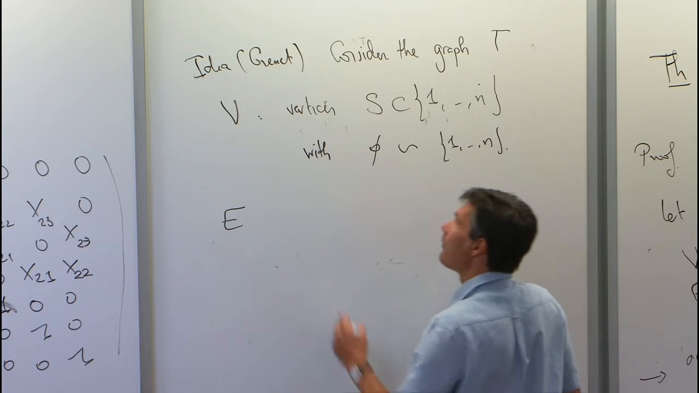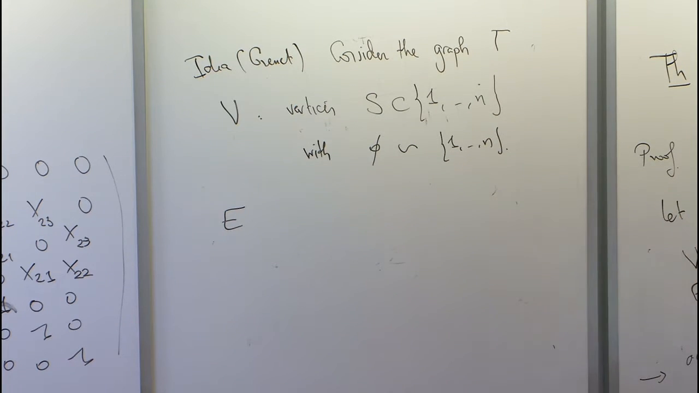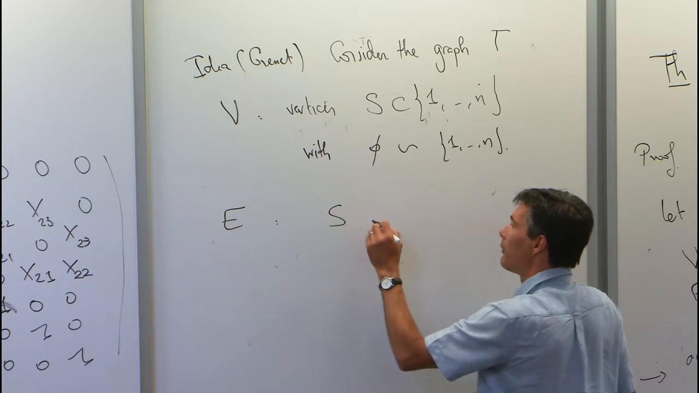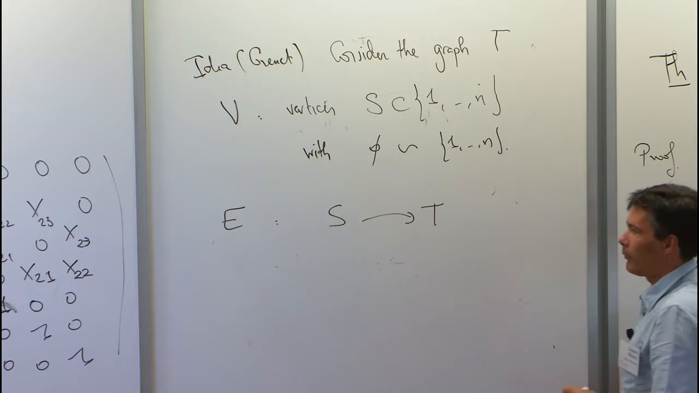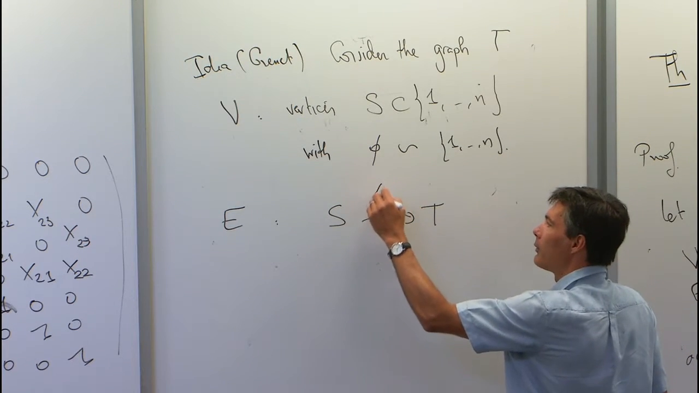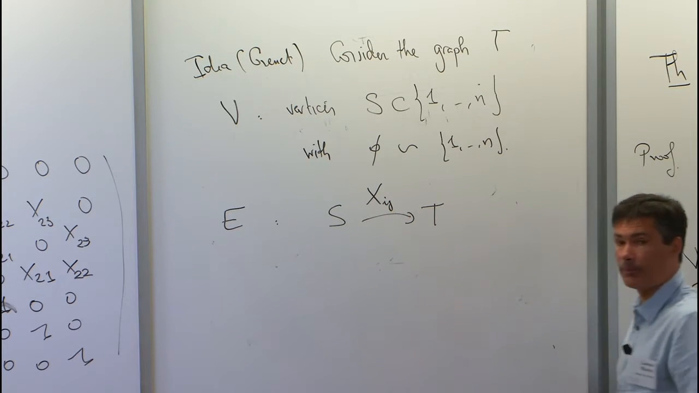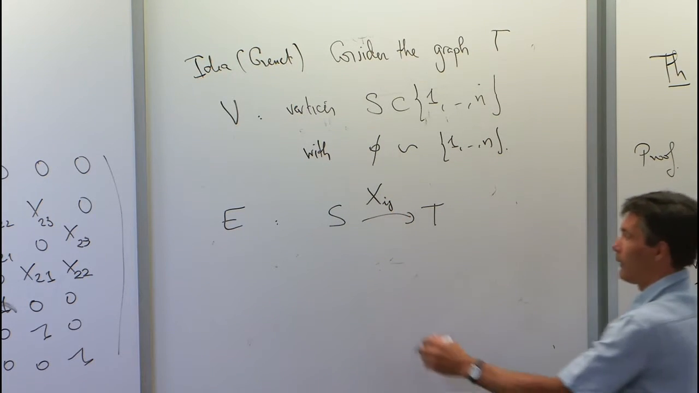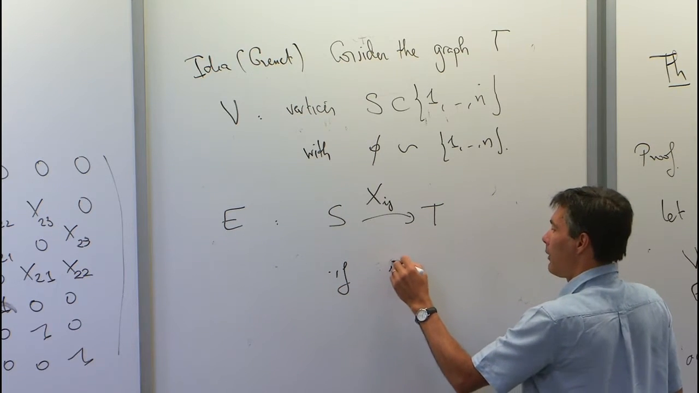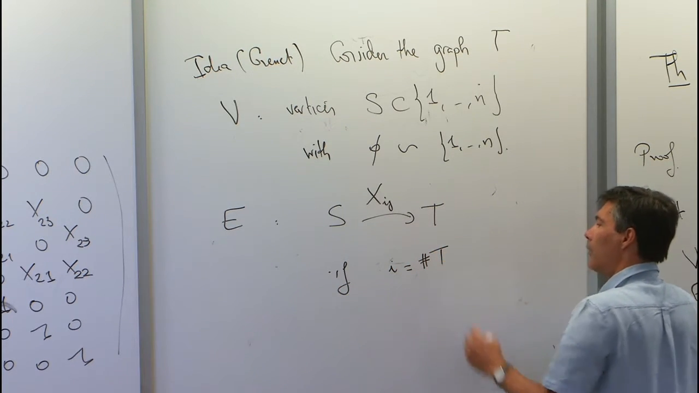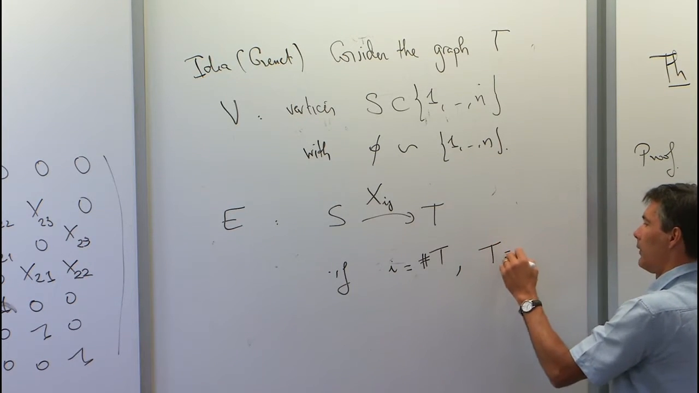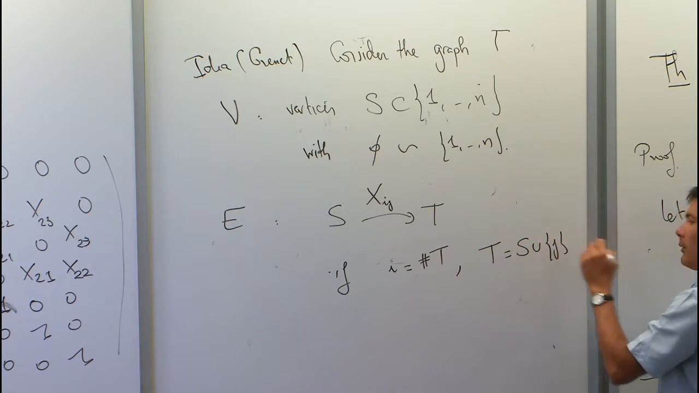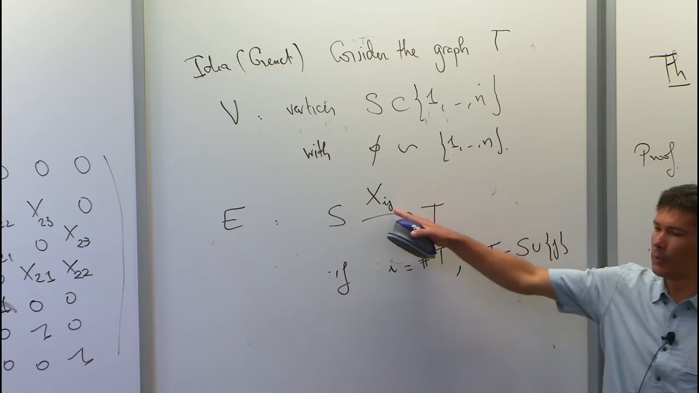What will be the edges? We will have an edge from S to T with a weight, which will be x_ij, if what? So i will be the number of elements in T. And T is required to be the union of S with this integer j, which will be the other index.